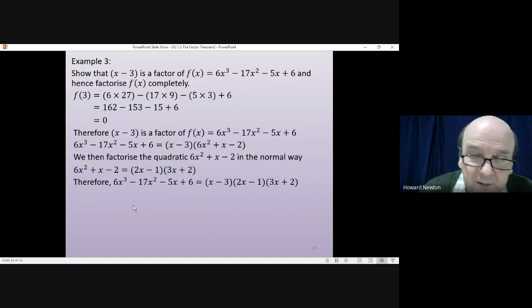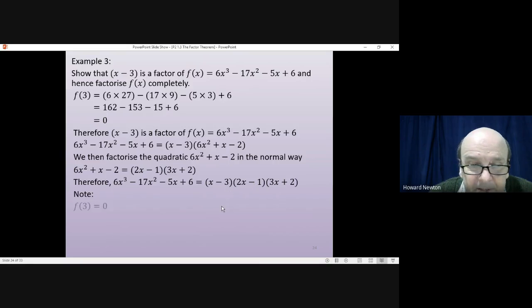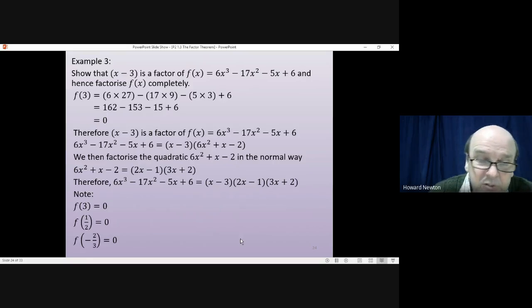So the whole thing factorized into 3 brackets will be x minus 3 times 2x minus 1 times 3x plus 2. And just note the significance of these 3 brackets. The first one tells us that f of 3 will equal 0. If we put x equals 3, we'll get 0. And then the other 2 are the more awkward ones. f of a half will equal 0 from this second bracket, and f of minus 2/3 equals 0 from this third bracket.